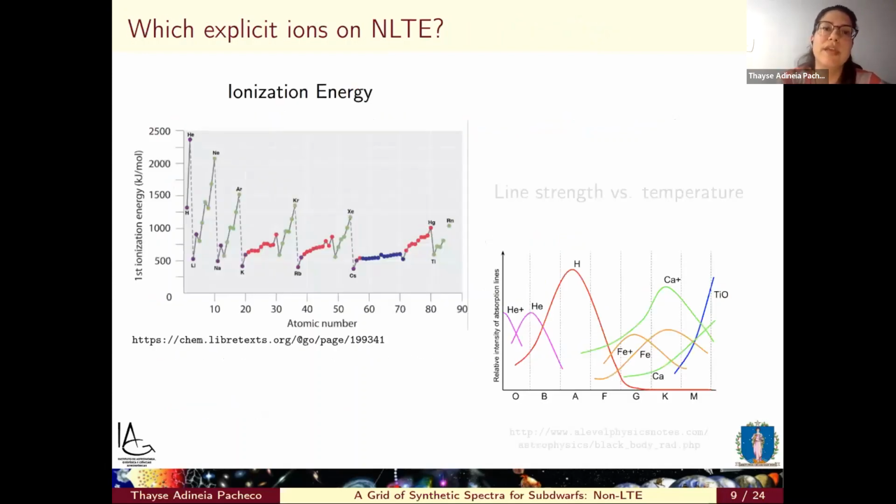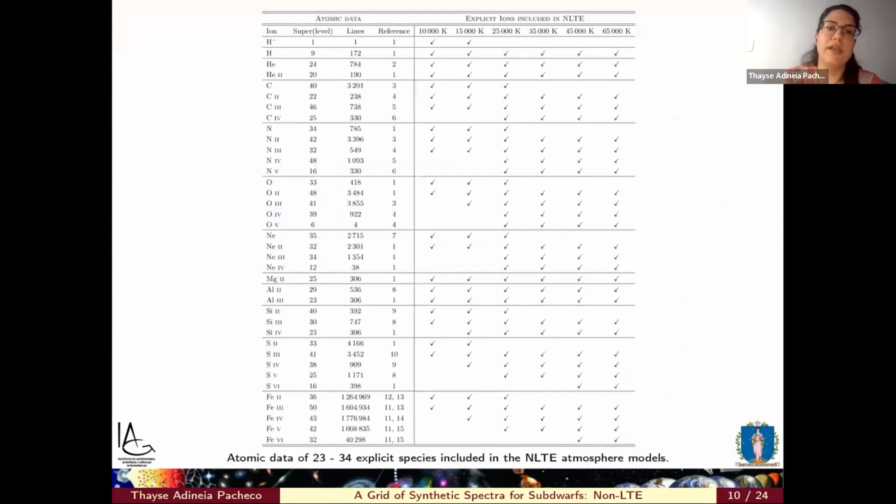We choose the explicit ions based on the ionization energy associated to each temperature of the atmosphere. This is a table where I'm showing the ions I included for each effective temperature. So we have between 23 and 34 explicit species included in the non-LTE atmosphere models.